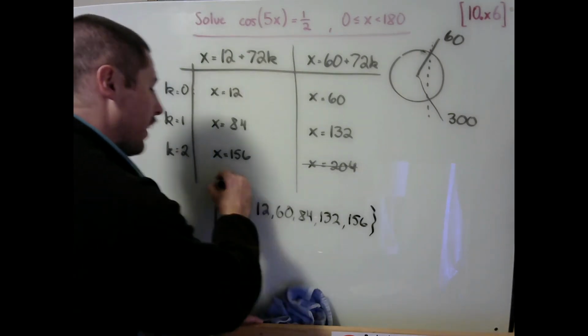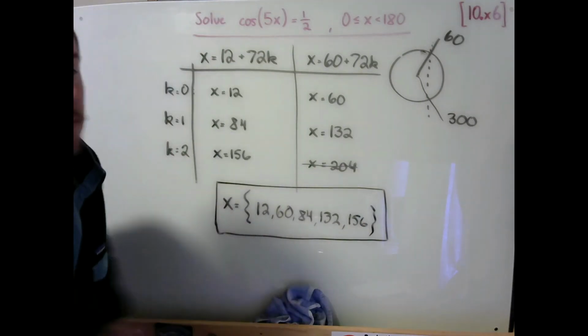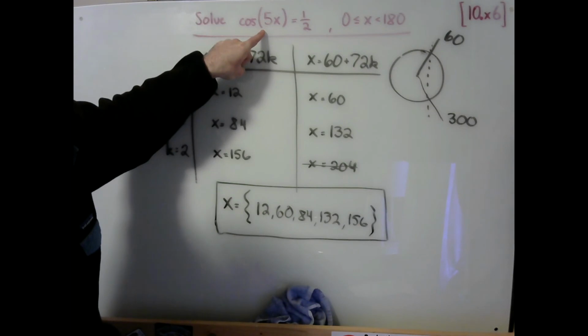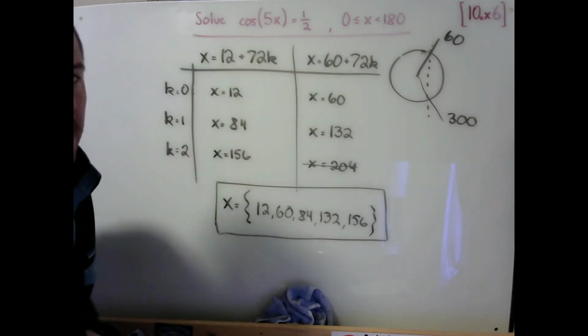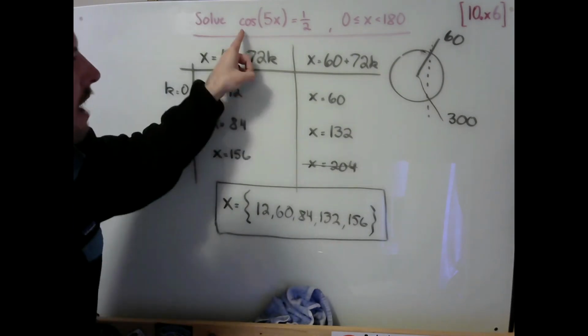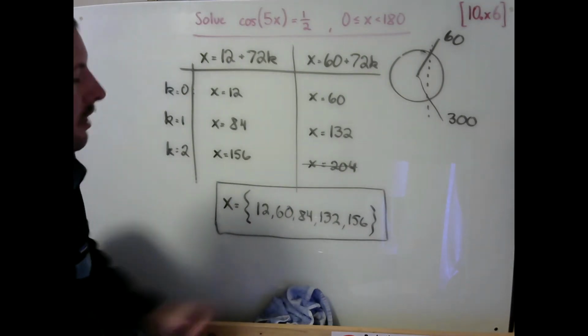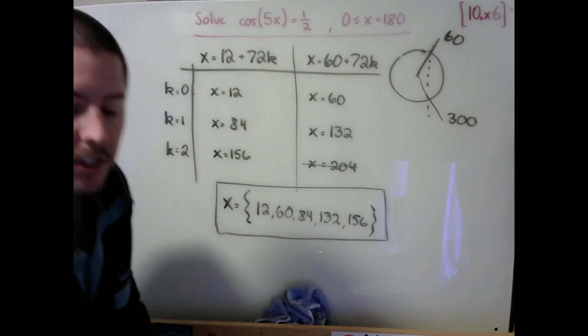Finally, I would like to suggest that you graphically verify this. If you go to Desmos, then you should enter y equals cosine of 5x as your first equation. You should enter y equals 1/2 as your second equation, and you should look for all the intersections between your cosine graph and your horizontal line at 1/2. You should find 5 intersections from 0 to 180, and it should be at exactly these degree angles right here.